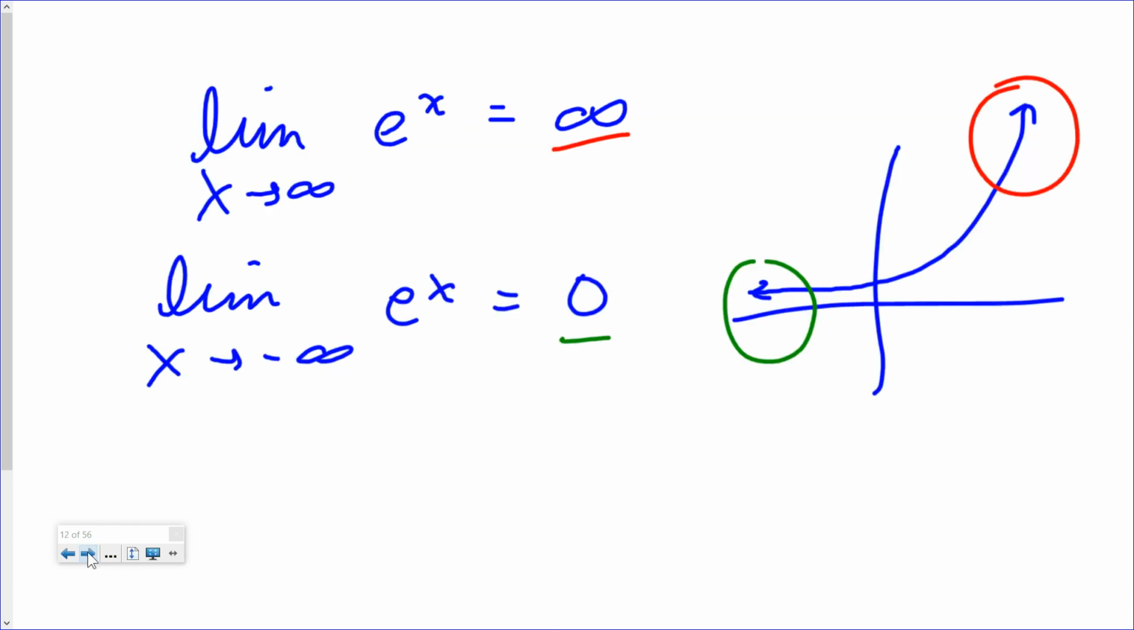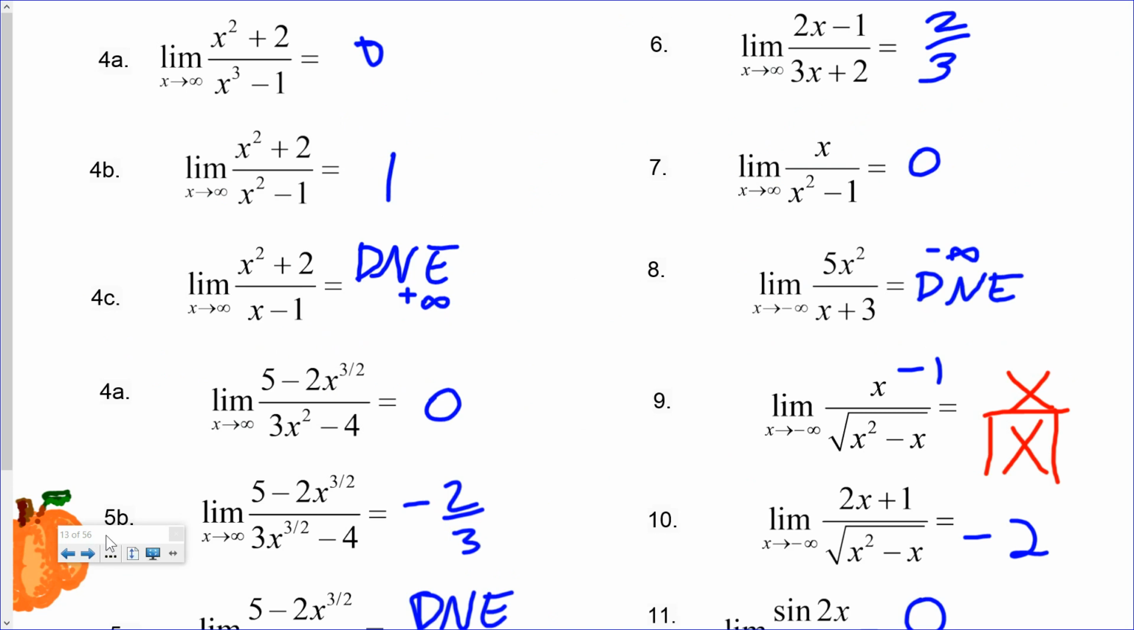Okay, number 4, on your left side, just going down, you should have 0, 1, d and e or positive infinity, 0, negative 2/3, and d and e. That's on the left side. On the right side, you should have 2/3, 0, negative infinity or d and e, negative 1, negative 2, 0, and number 12 is also 0. Okay, so check your work, guys. And what questions do you guys have on your homework?